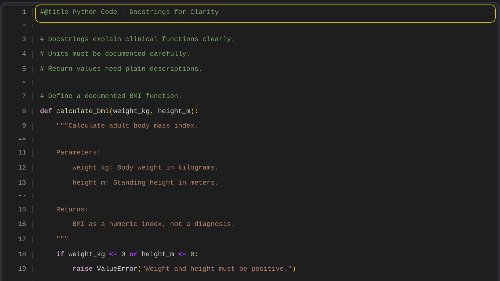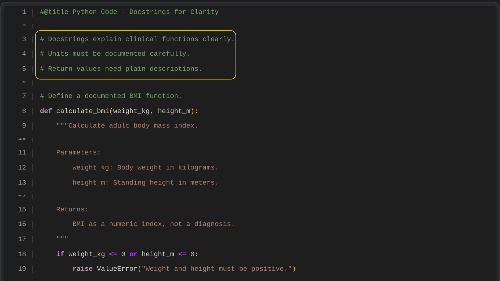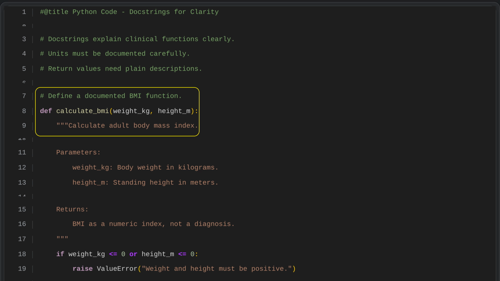Python code, docstrings for clarity. Docstrings should clearly explain what clinical functions do, carefully document any units, and describe return values in plain language. The calculate BMI function computes an adult body mass index using weight in kilograms and height in meters. Its docstring explains that the result is a numeric index, not a medical diagnosis, and clearly states the required units. This helps users provide consistent inputs and use the function correctly.